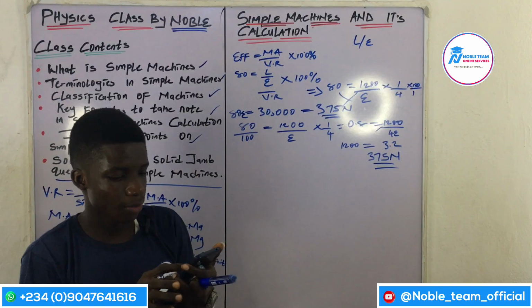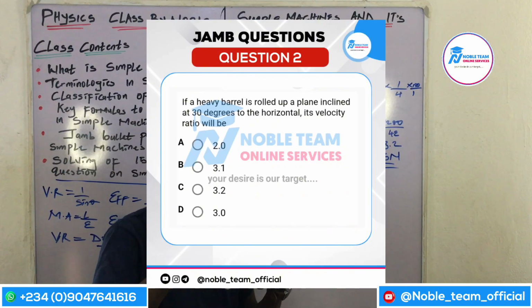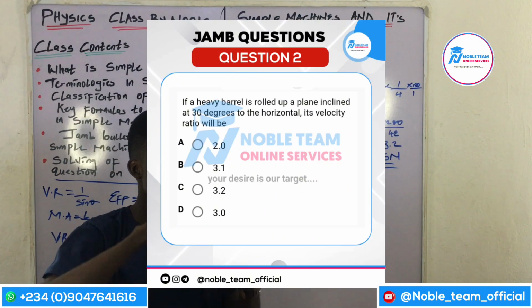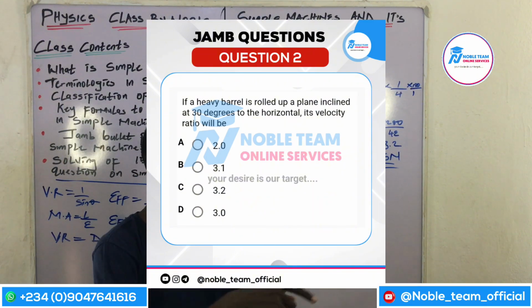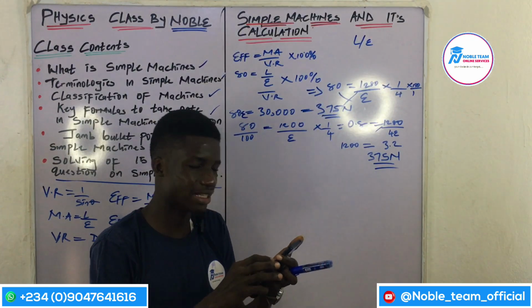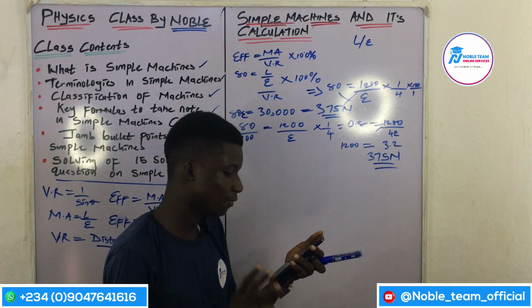Now question 2 says, if a heavy barrel is rolled up a plane inclined at 30 degrees to the horizontal, then its velocity ratio will be what? Do you understand? This particular one is very simple.